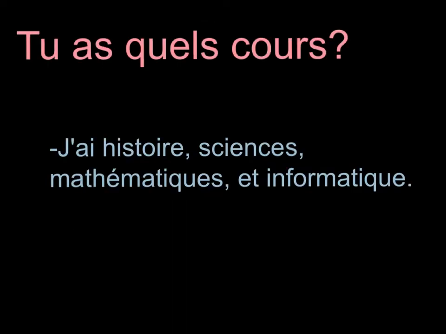To respond to the question, tu as quel cours? You can respond this way. So you start with avoir, j'ai histoire, sciences, mathématiques, et informatique. Okay? Note that just for classes, it's actually just kind of an exception. When you're talking about what classes you have, you don't put the article before it.